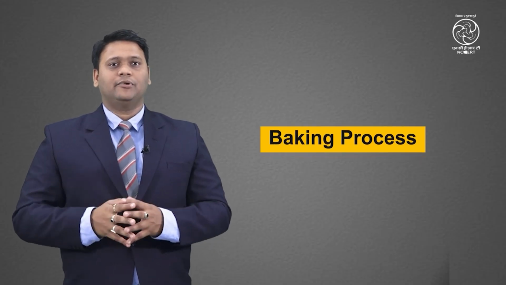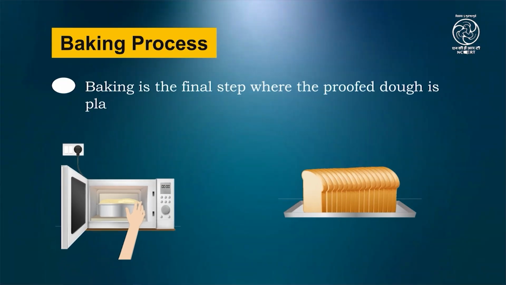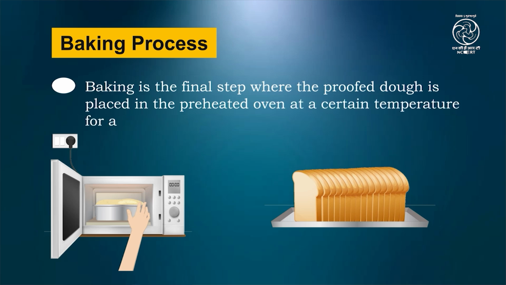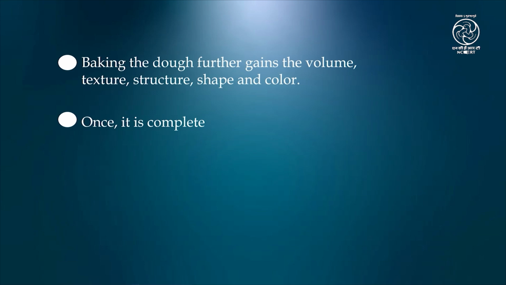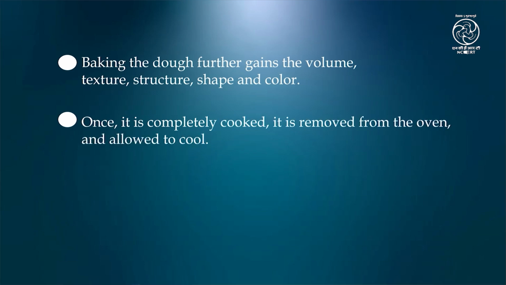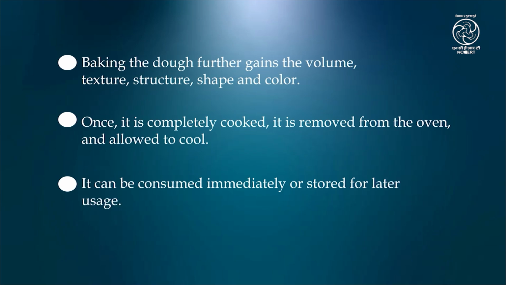Next is baking process. Baking is the final step where the proofed dough is placed in the preheated oven at a certain temperature for a certain time. While baking, the dough further gains the volume, texture, structure, shape and color. Once it is completely cooked, it is removed from the oven and allowed to cool. It can be consumed immediately or stored for later usage.